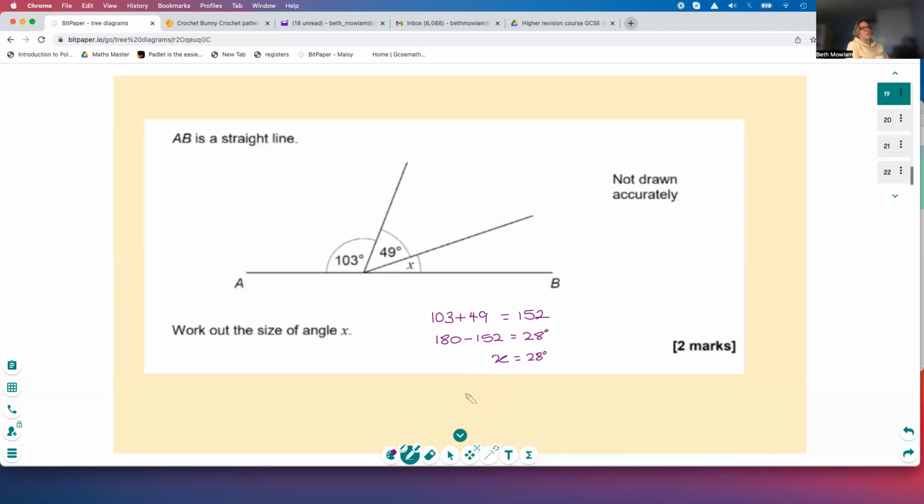Again, I shall say it, hopefully it will sink in. If it asks you to give a reason for your answer, you must use the words angles on a straight line. So it's looking for angles, straight line, because it's not just angles on a line, it has to be straight line. Add to 180 degrees. So make sure you use the word angles.